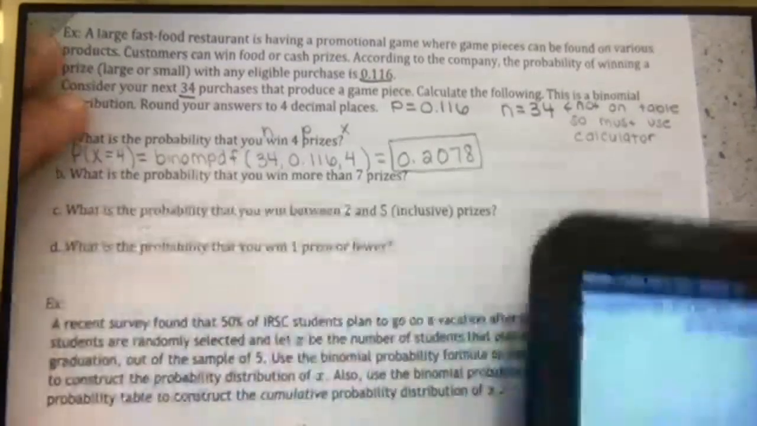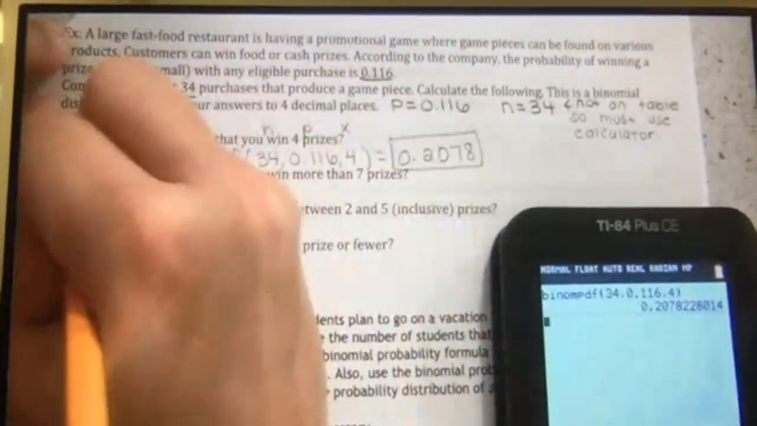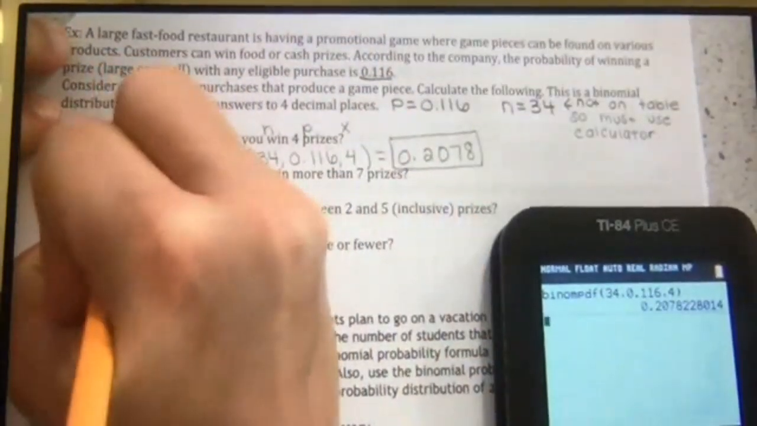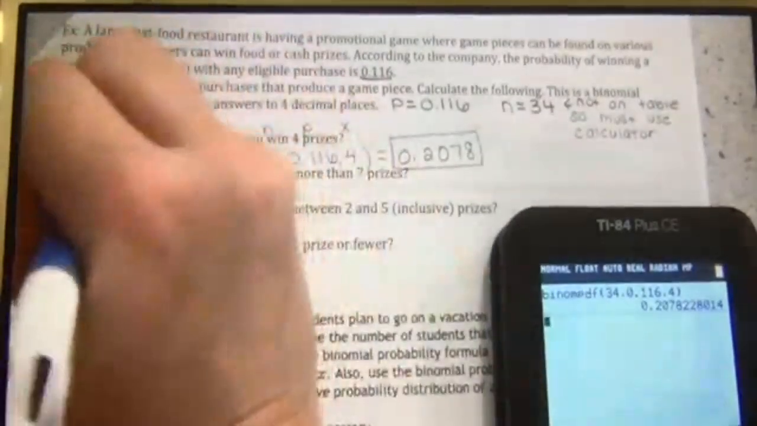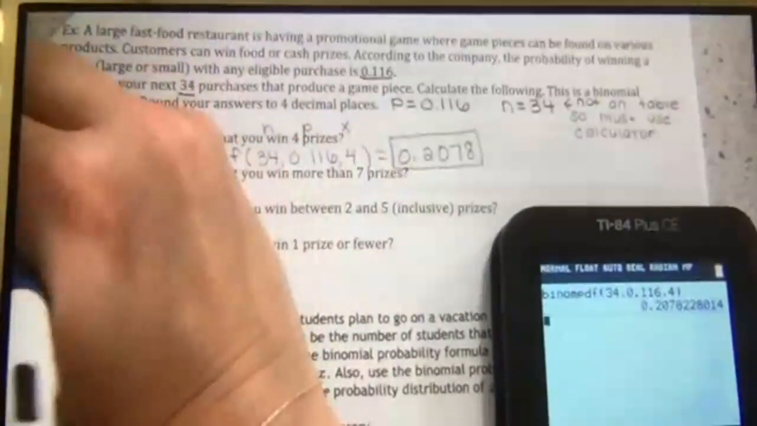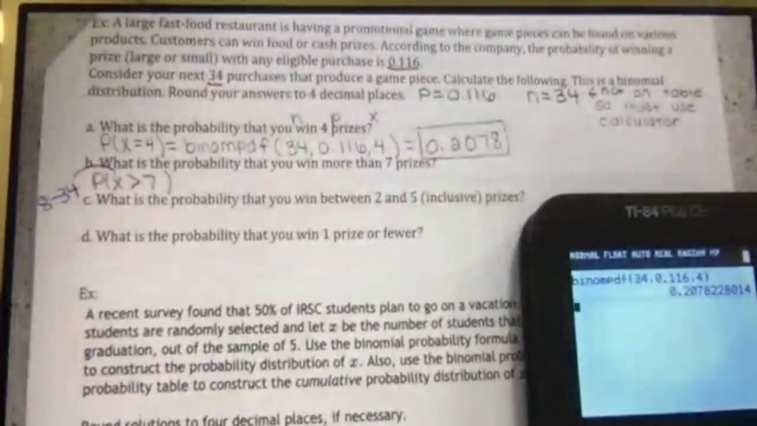All right, so what's the probability that you win more than 7 prizes? So what's the probability that x is greater than 7, more than 7? So more than 7 means that it's going to be 8 through 34. Well, I don't know about you, but I don't want to do when x is 8, when x is 9, x is 10, all the way to 34. That's a lot. So here's where we can use our shortcut.